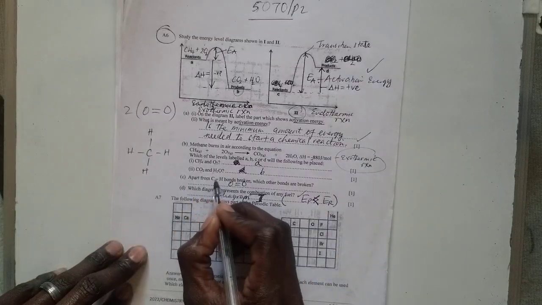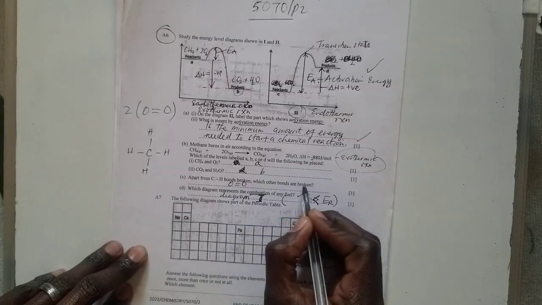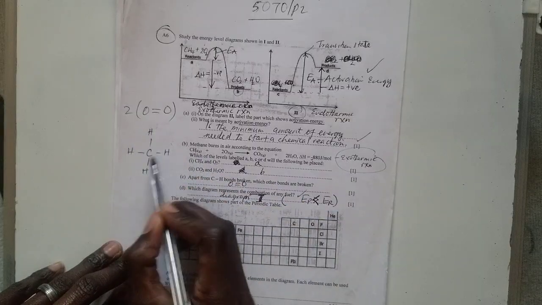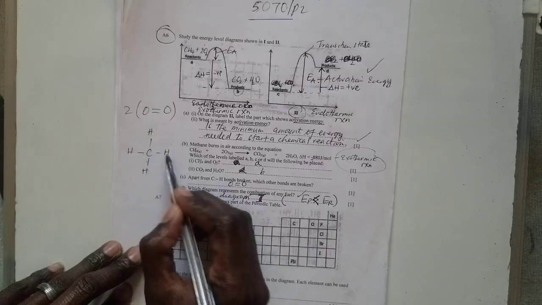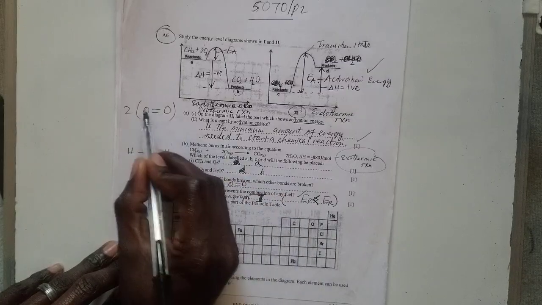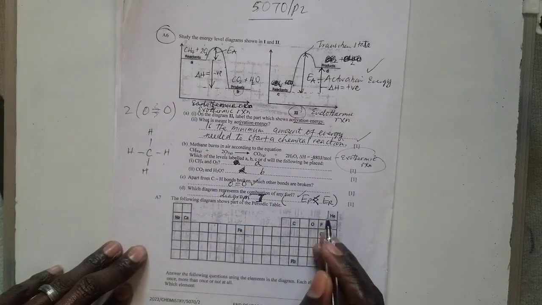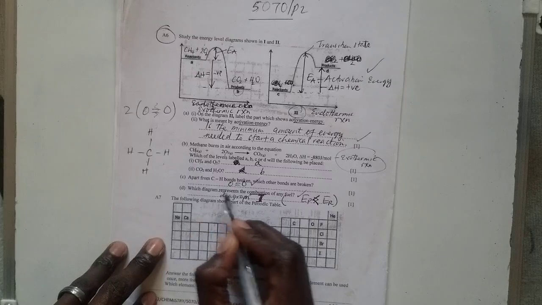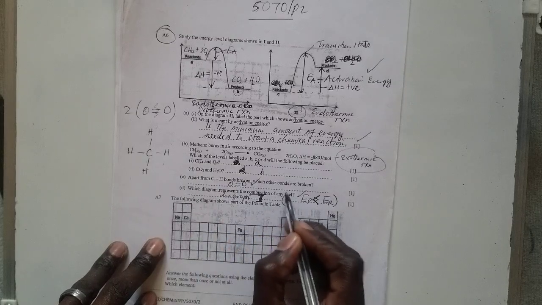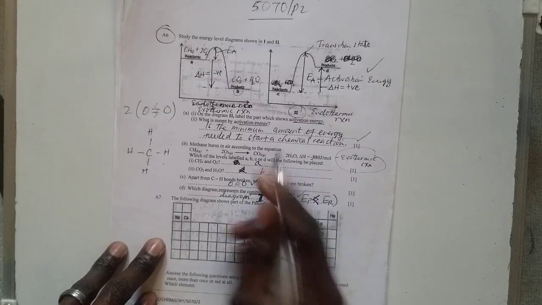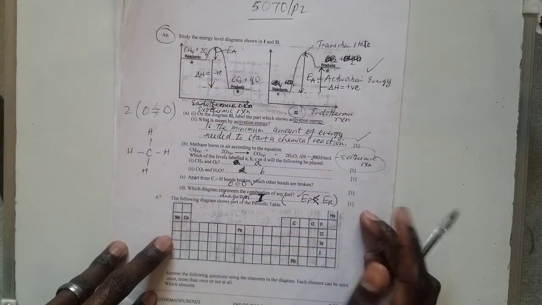Then apart from the CH bonds broken, which other bonds are broken? So from the methane, like I've drawn here, it consists of CH bonds. So the CH bonds have been broken, but there's oxygen containing a double bond, so that has also to be broken. So the double bond was the answer. Which diagram represents the combustion of any fuel? So it is actually diagram 1 there. So that represents the combustion of any fuel.